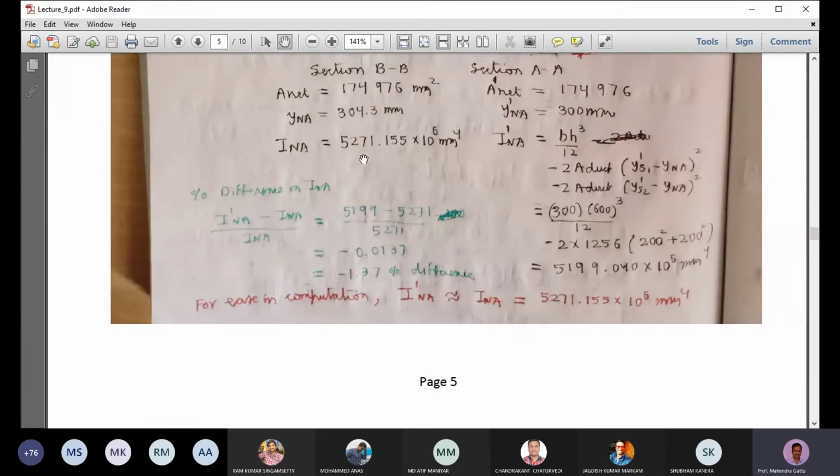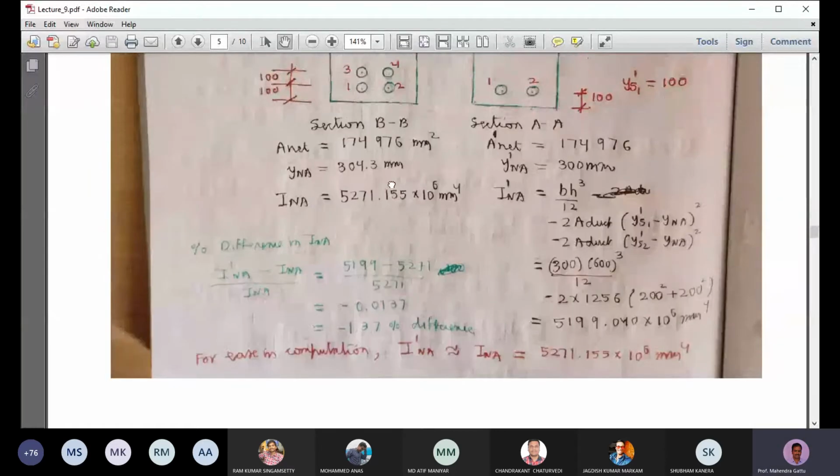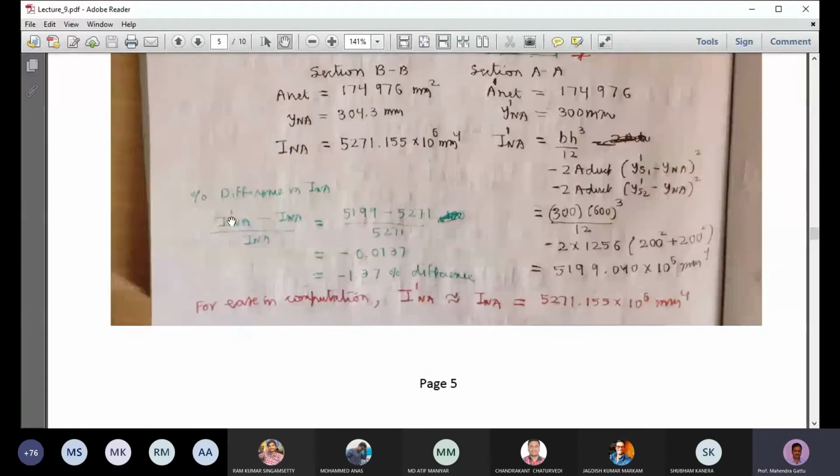So the earlier value was 5271 and now it is 5199. So what is the difference in the moment of inertia between the mid-span section and the end section? The difference is 5199 minus 5271 by 5271, which comes to around minus 0.137, so minus 1.37% difference.